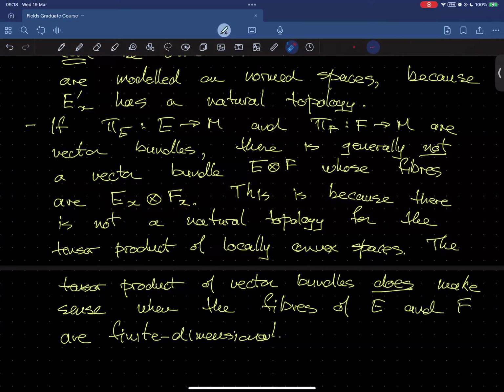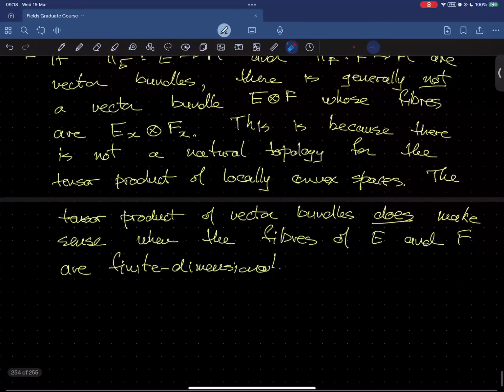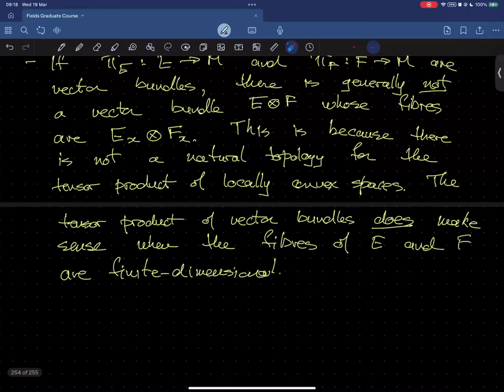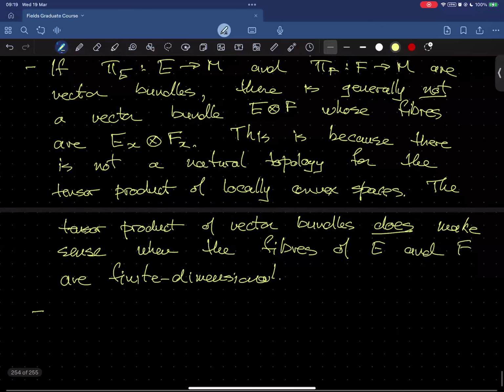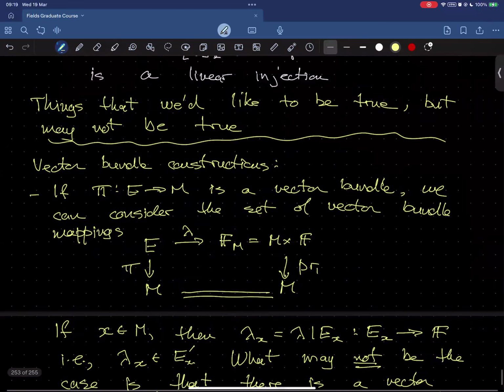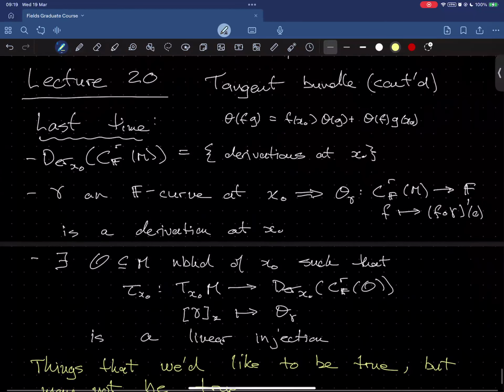And so in particular, I do mean to imply that even when the fibers of E and F are modeled on norm spaces, even Banach spaces, even Hilbert spaces, the tensor product does not generally make sense in that setting. Okay, good. So those are two vector bundle constructions that don't make sense, at least not naturally. So that's general vector bundle stuff, kind of left over from when we were talking about vector bundles.